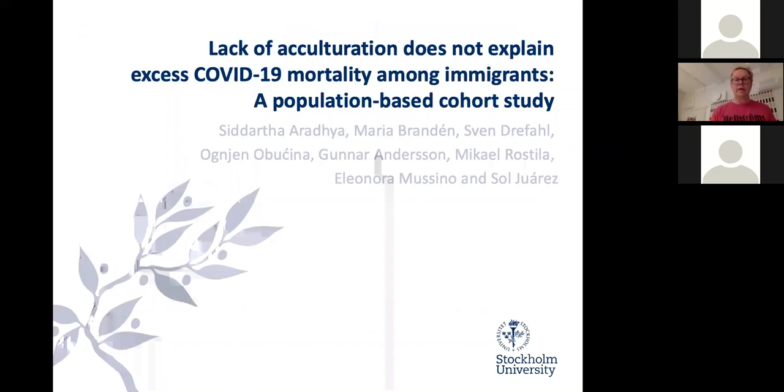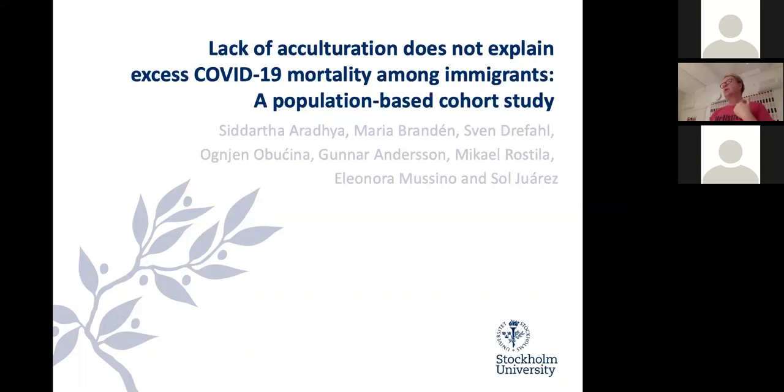And then I will just mention that even if we look closer at the excess mortality among immigrants, there is still a big unexplained excess mortality. And then we have one follow-up study by Siddhartha Aradia, where he thought that we should maybe look at couples where one partner is an immigrant and the other one is Swedish-born.